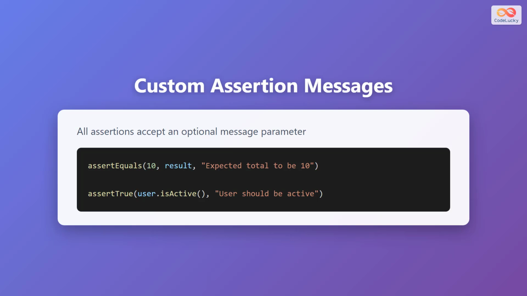In the second example, the message "user should be active" provides business context about what the test was verifying. Writing descriptive assertion messages is a best practice that makes test failures much easier to diagnose, especially in large test suites or continuous integration environments where you might not be able to immediately debug the failure.